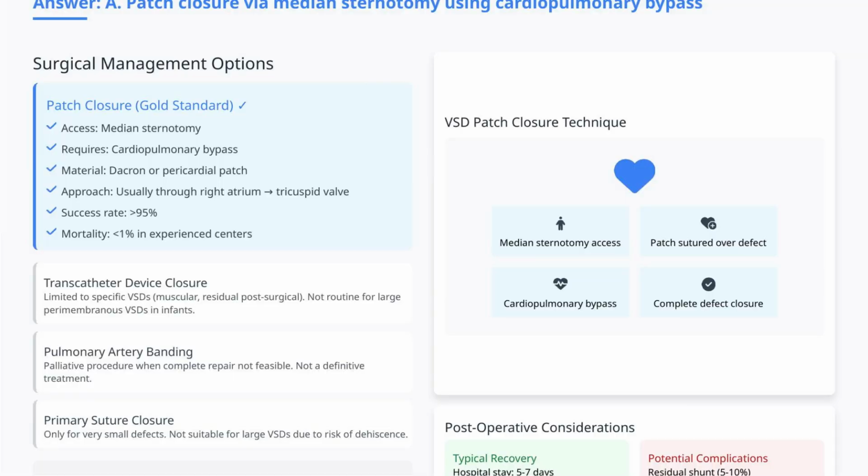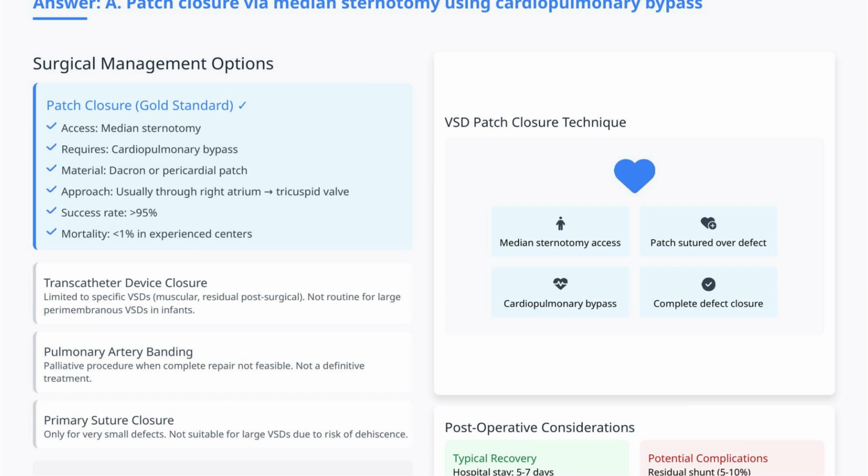The correct answer is A. Patch closure via median sternotomy using cardiopulmonary bypass. This is the gold standard approach for surgical management of large VSDs, particularly in infants with heart failure symptoms that aren't responding to medical therapy.